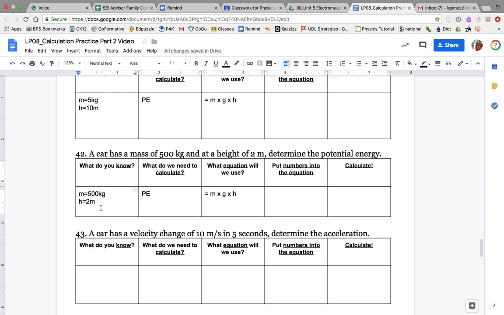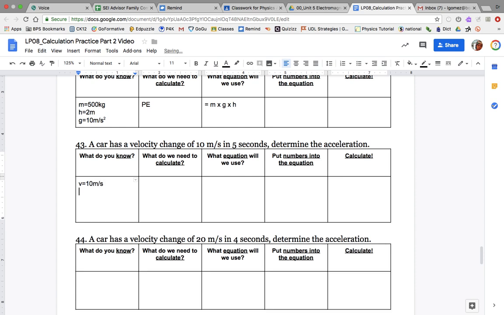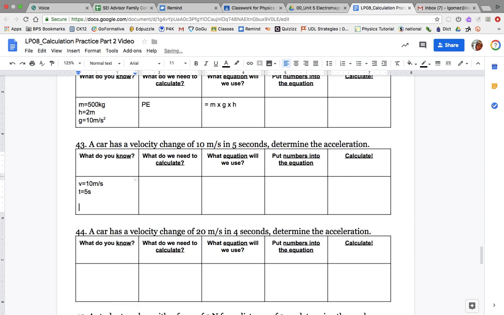And don't forget that gravity, the acceleration of gravity, we can round it up to be 10 meters per second squared. All right, a car has a velocity change of 10 meters per second. So the change in velocity is 10 meters per second. The time is 5 seconds, so we want to calculate and determine acceleration.